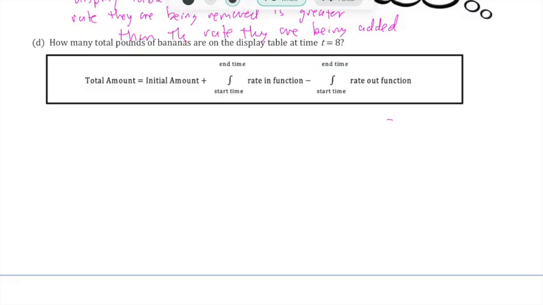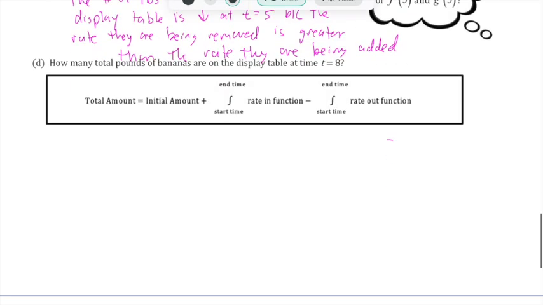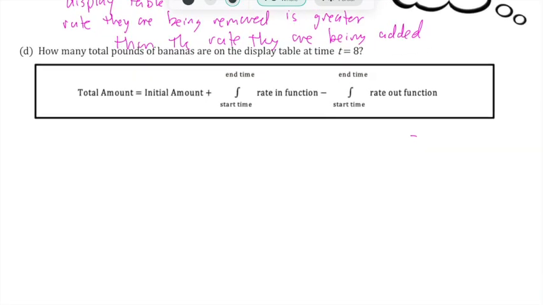Okay, so part D. How many total pounds of bananas are in the display table at time equals 8? What we need to do is have our starting amount of bananas, then calculate how many bananas are added from time equals 0 up to time equals 8, and then subtract the amount of bananas that were taken away from time equals 0 to 8.